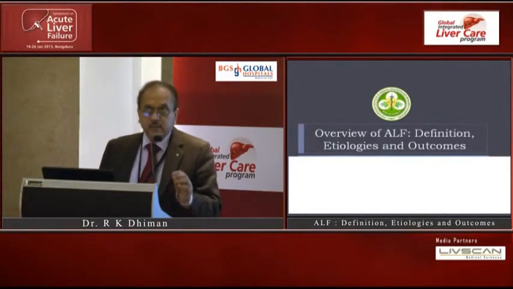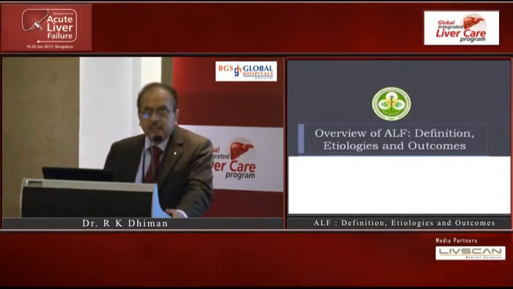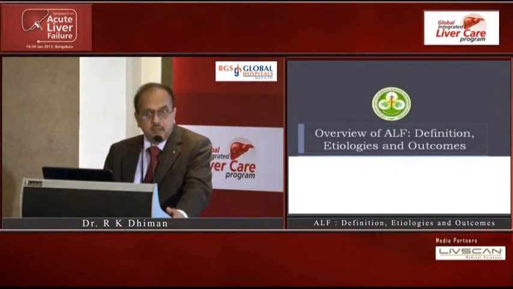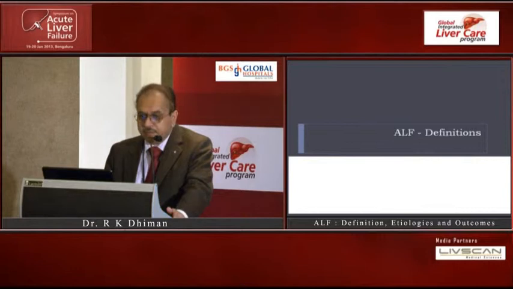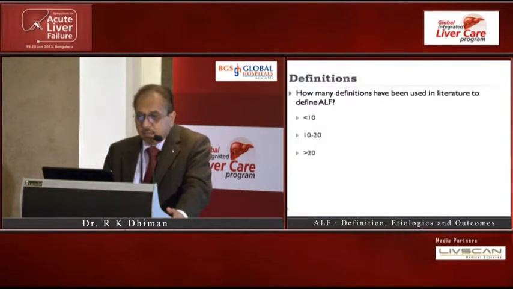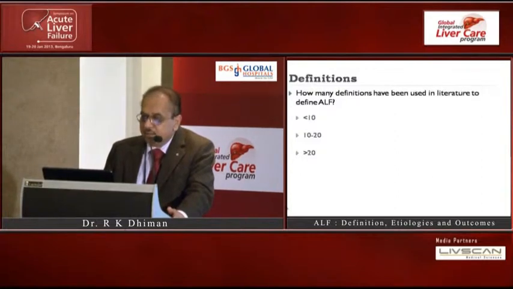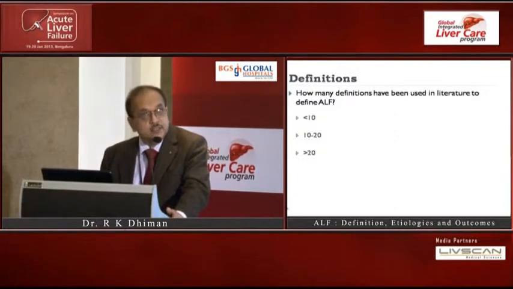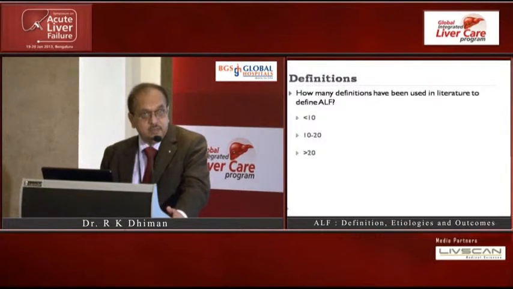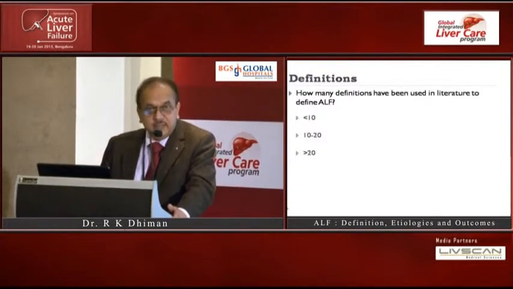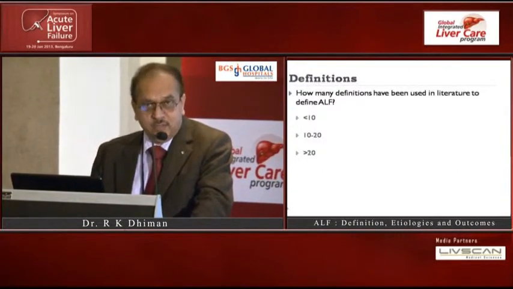In view of the time, I will not go into much detail and will focus on three things: one is the definition, then etiology, and lastly the outcomes. Just a question to all of you: how many definitions have been used in the literature to define acute liver failure? Less than 10, 10 to 20, or more than 20?